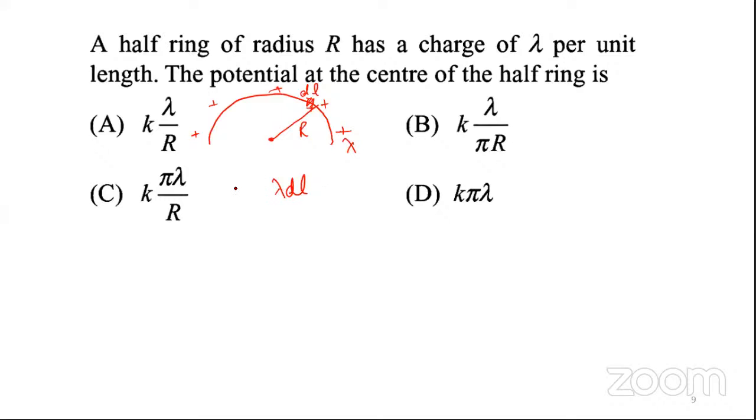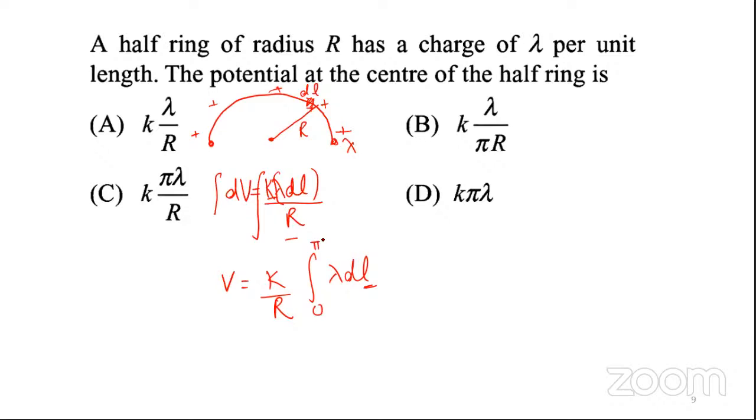Yes. And now we can find the potential using this. Small potential dV can be written as k into the charge q upon r. So we have the potential because of the small charge. Now we want to find it for the complete half ring, so we integrate this. K and r are constant, so we can take them out. Integral lambda dl. Now this is a definite integration, so we will have to put the limits for length. It starts from 0 and it goes to half of the circumference, so it will be 0 to pi r.